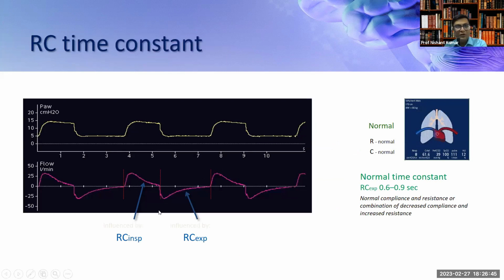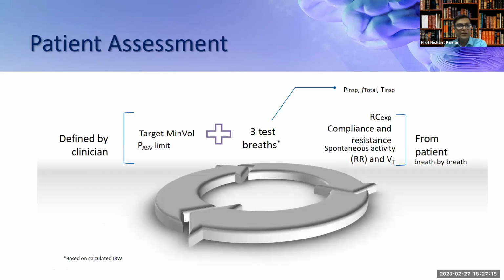So as we know, if you see here, this part of the graph calculates the RC inspiration, and the expiration is by RC expiration. The normal expiratory time constant is 0.6 to 0.9 seconds when there's normal compliance and resistance. So the normal value is 0.6 to 0.9 for the RC expiratory time constant.